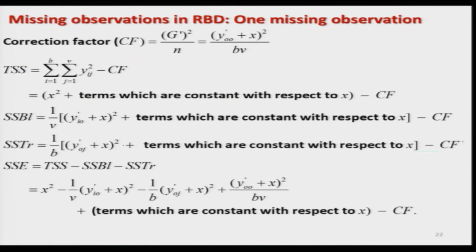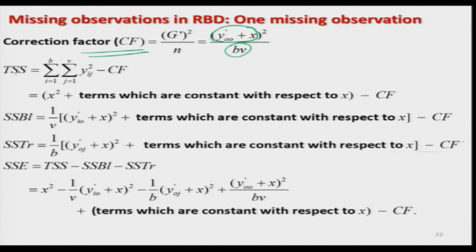Now, try to recall the expressions of TSS, SS block, SS treatment, and SSE in the case of randomized block design, and rewrite the sums of squares as a function of x, which is the missing value. Here you just have to use your very simple elementary knowledge of mathematics. The correction factor that was written earlier as G squared upon n now has G becoming y'_00 plus x. So, the correction factor will become (y'_00 plus x) whole squared, divided by b into v.